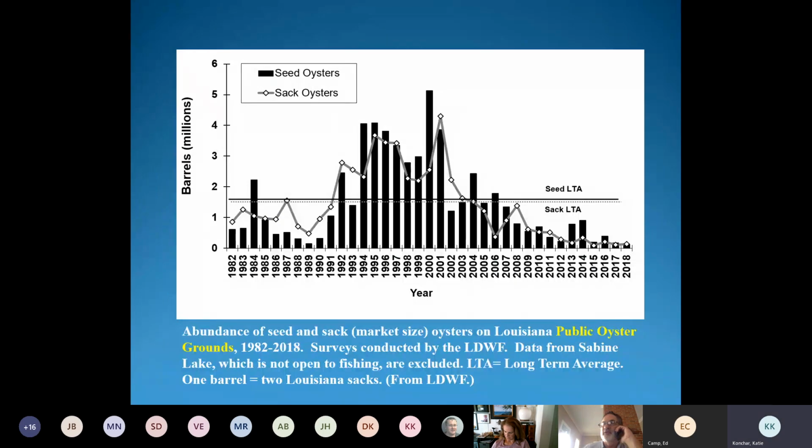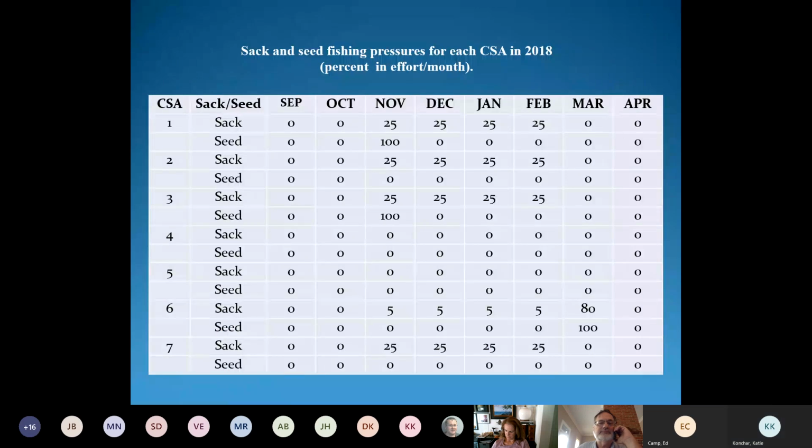What we've experienced in Louisiana, and I think this has occurred in many other places, is a tremendous decrease in the number of oysters available since about the year 2000. And this is for the public oyster grounds only. We're still getting production from private leases. So what I'm talking about here today applies only to the public oyster grounds. Next slide.